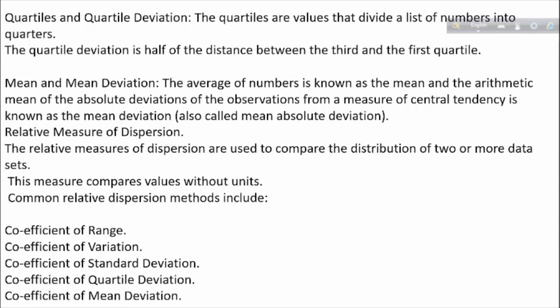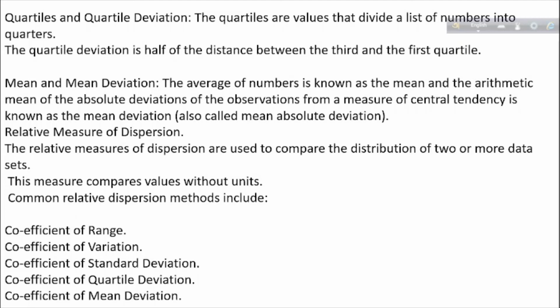Mean and mean deviation. The average of numbers is known as the mean, and the arithmetic mean of the absolute deviations of the observations from a measure of central tendency is known as the mean deviation, also called mean absolute deviation.